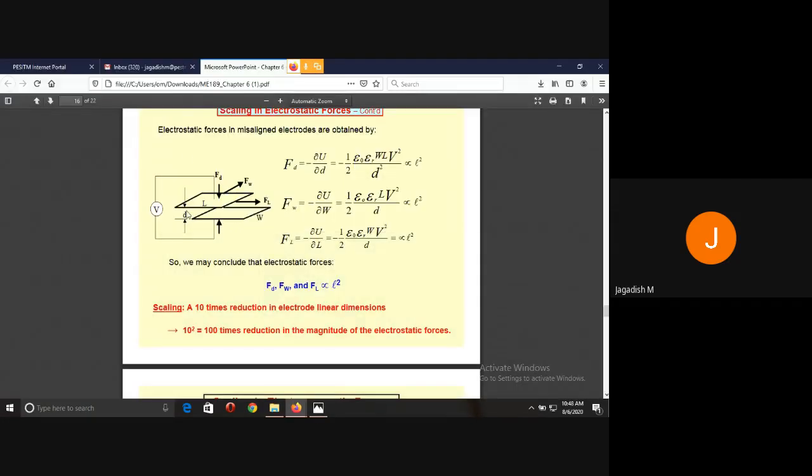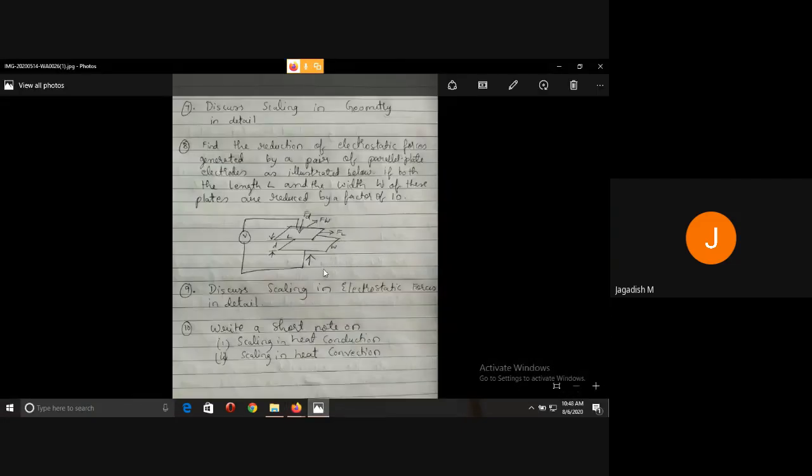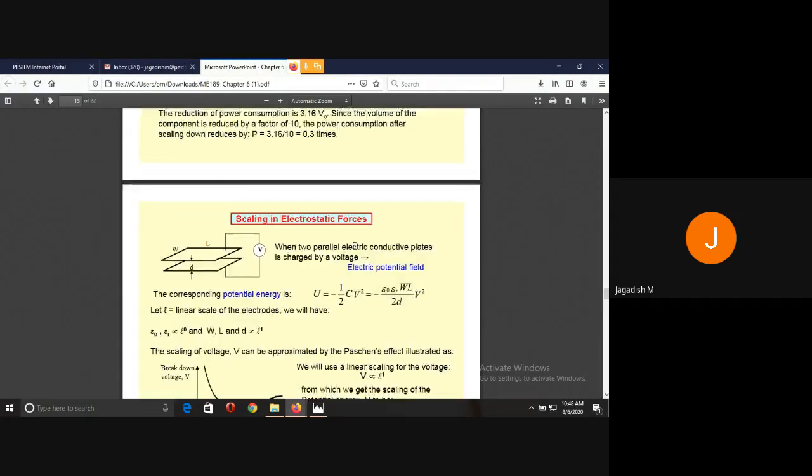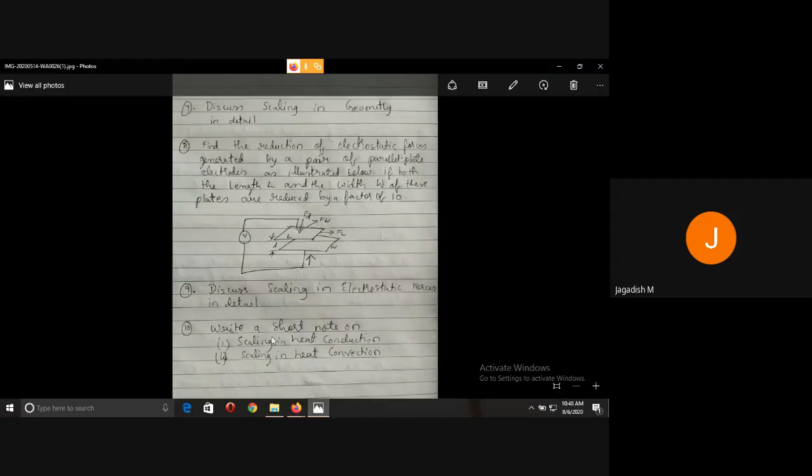Even if you remember the formula, you don't directly write here that it is 100 times. First, you're supposed to write this equation, then you need to establish this relation, then substitute and then state this answer. Else you'll lose marks. You know VTU, right? Then discuss scaling in electrostatic forces in detail. For that, you are required to write this equation. Then write a short note on scaling in heat conduction and heat convection.